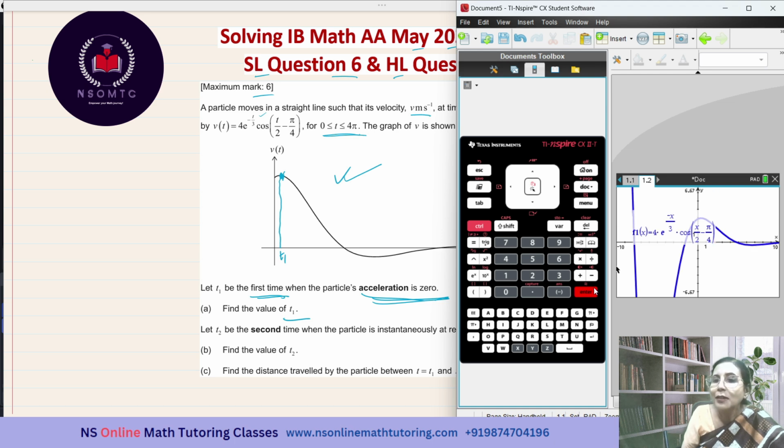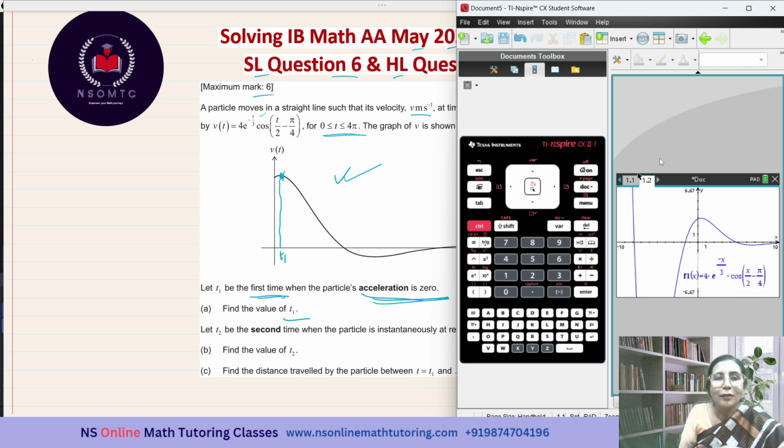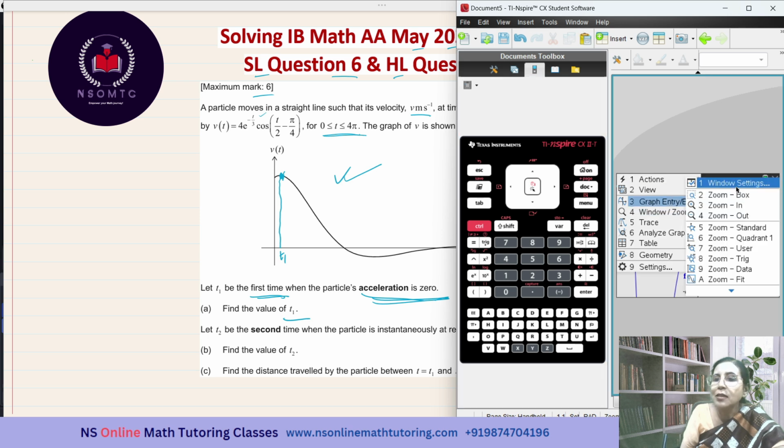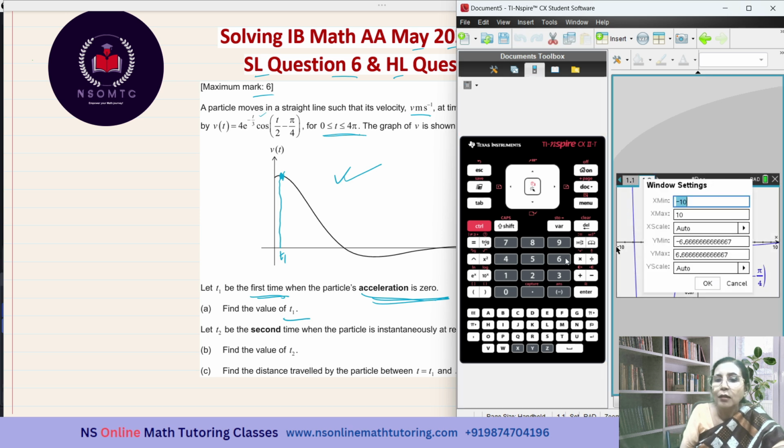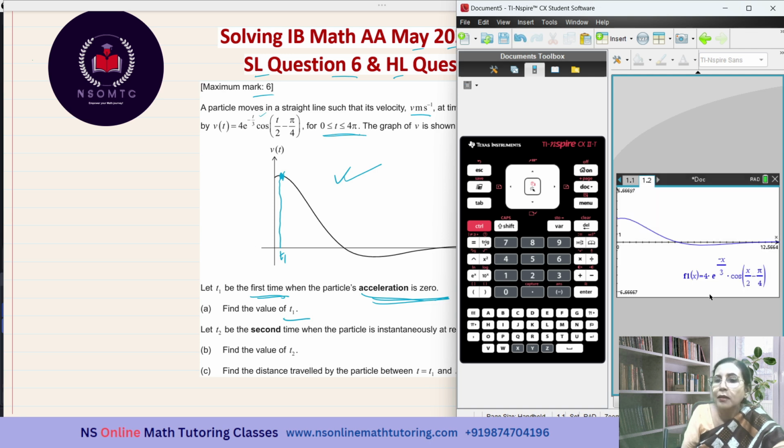Let's see. Enter. Yeah, I have got this graph. Why was it giving me a syntax error warning? I don't know. But anyway, this is the graph that I'm getting. Now I have to change the window settings because t is between 0 and 4 pi. So let us take the window settings for x from 0 to 4 pi. And the y values, let them stay as they are.